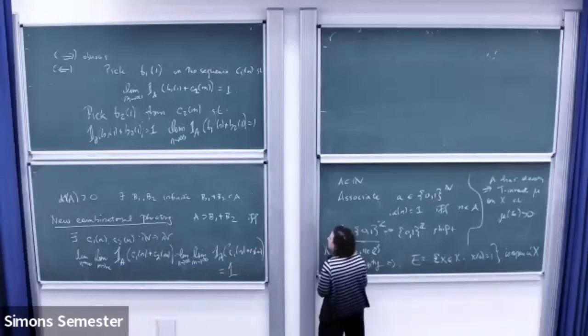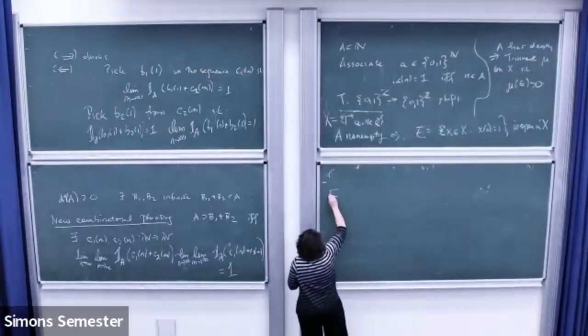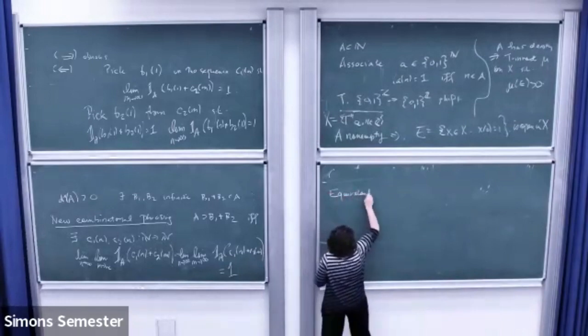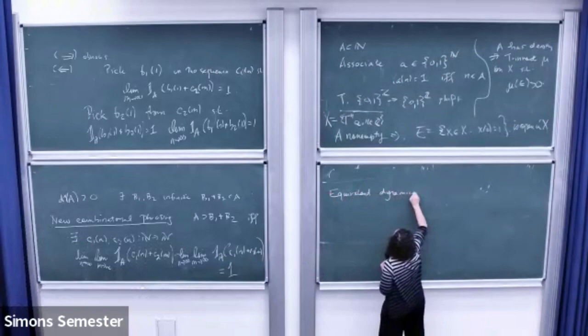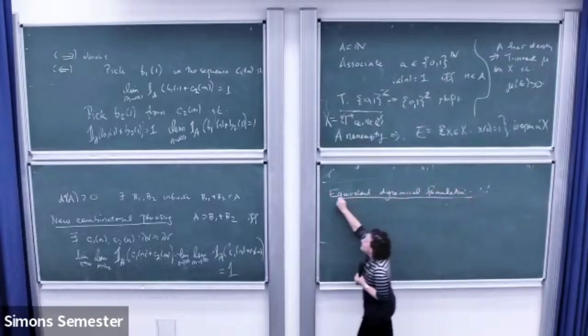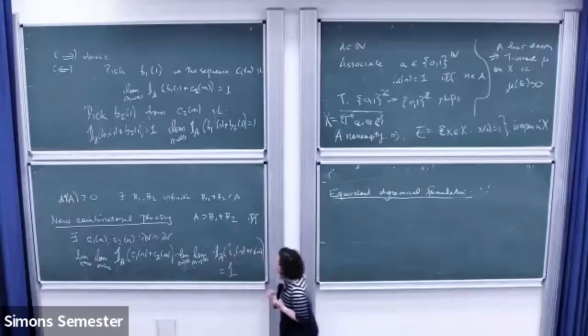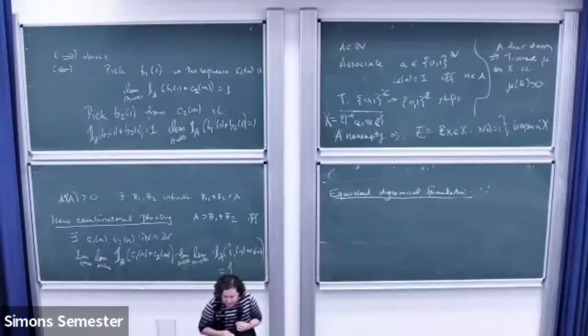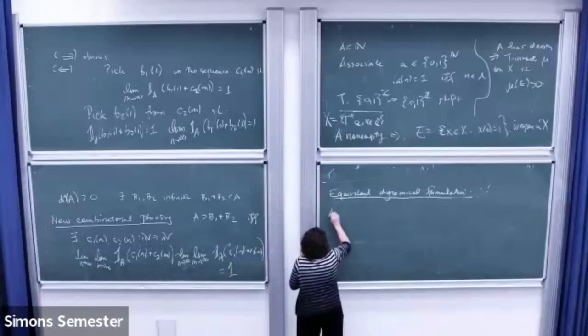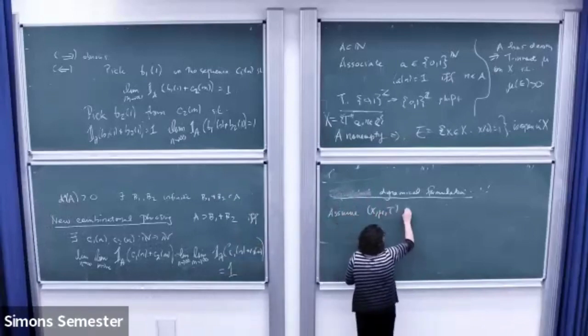So let me summarize the equivalent dynamical formulation. What I mean by equivalent dynamical formulation is that this is equivalent to A containing B1 plus B2, but instead of rewriting all of that in terms of the system, this is what I need to show. Assume that we have an ergodic system.